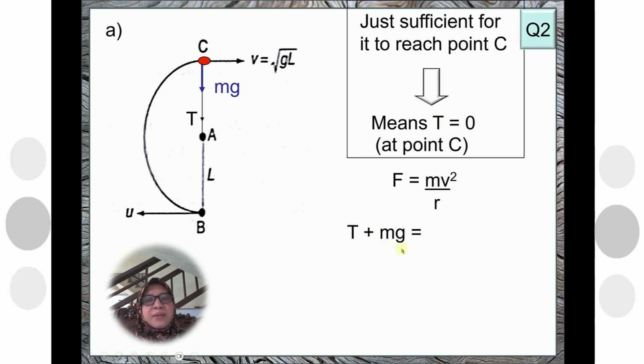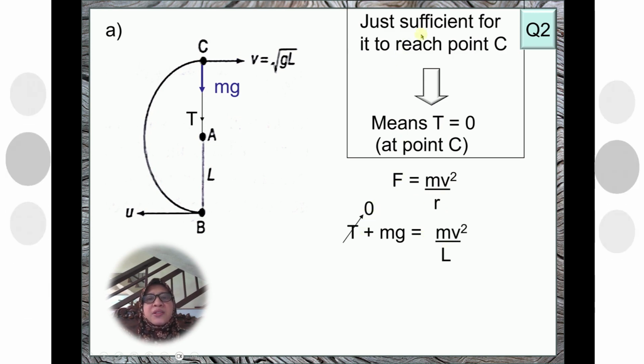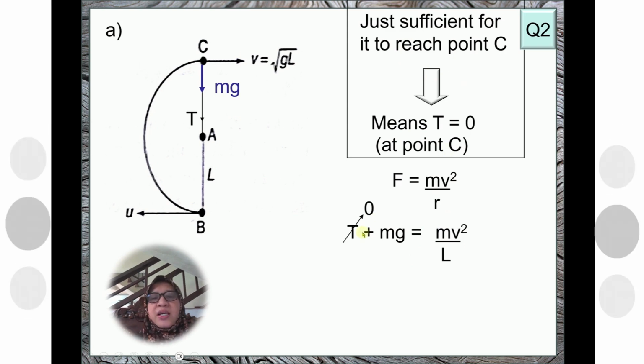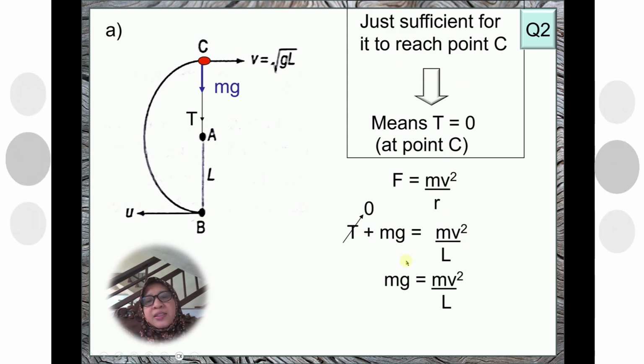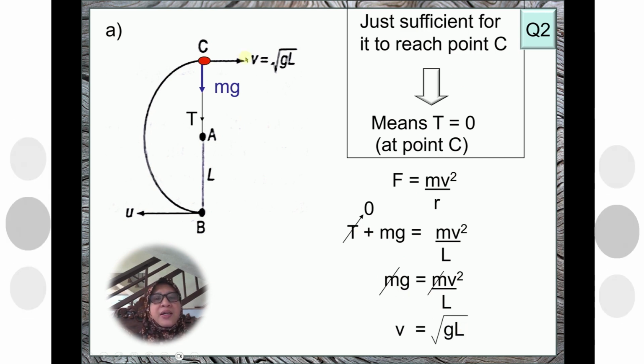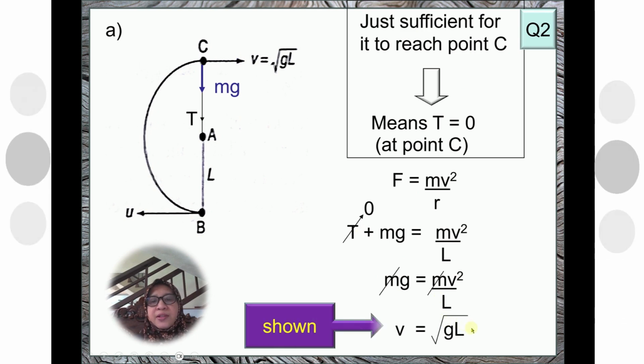So T plus mg equals mv squared over r, because we are going to find v. Now T equals 0 because it is just sufficient to reach point C. So T must be 0. We cancel the m and we get v equals the square root of gL. So it is proven that v equals the square root of gL. Now we go to the next question, B.